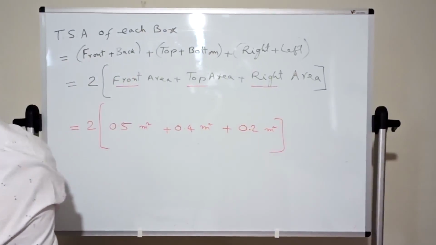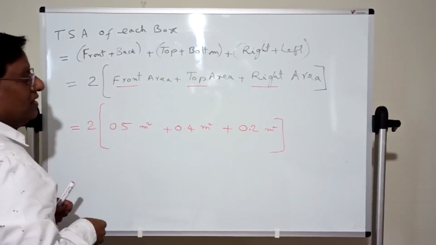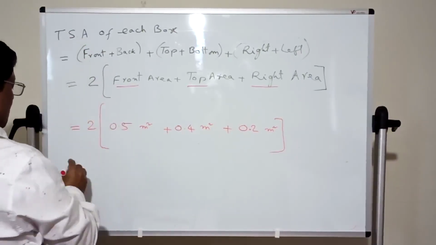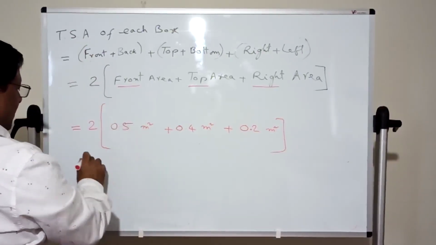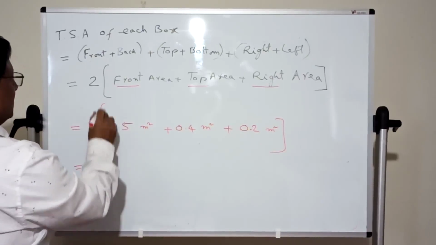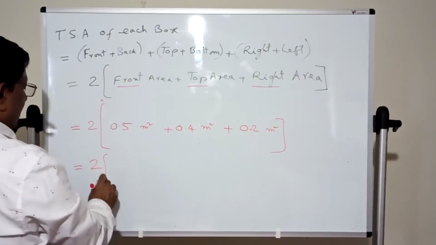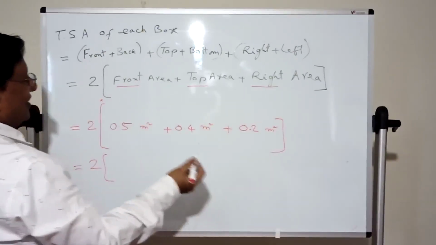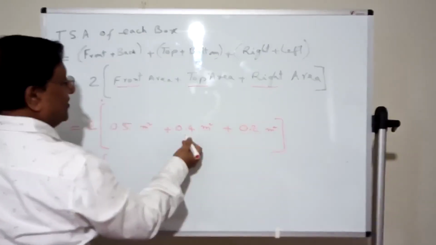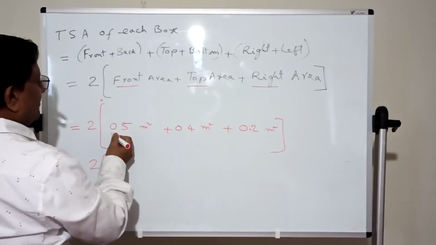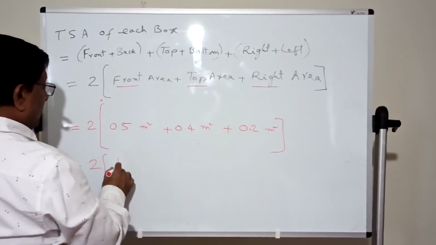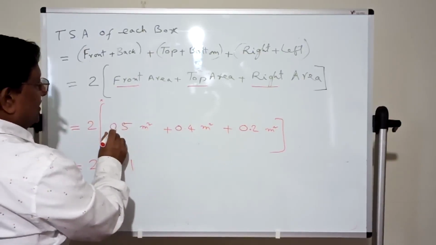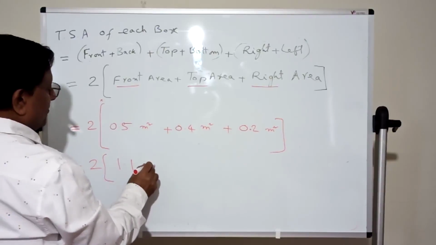You have to show this compulsory step, how you are getting the total surface area. TSA means total surface area. This bracket means complete multiplication. Before multiplying, 0.5 plus 0.4 plus 0.2. Whatever is easy, you can do it. 0.2 plus 0.4 is 0.6. 0.6 plus 0.5 is 1.1, because 5 plus 6 is 11. Because of decimals, it is 1.1 square meters.